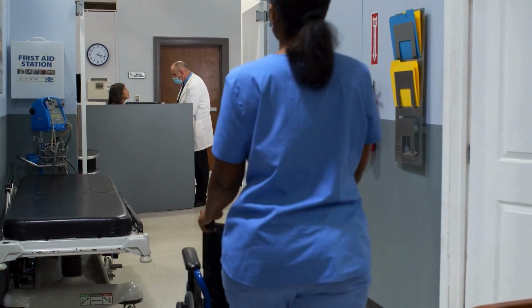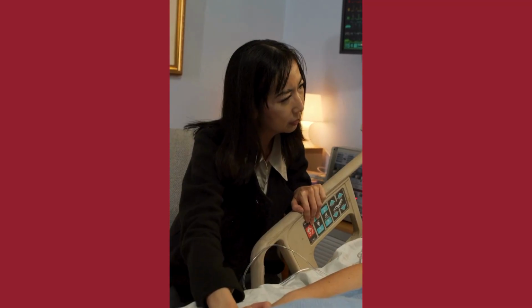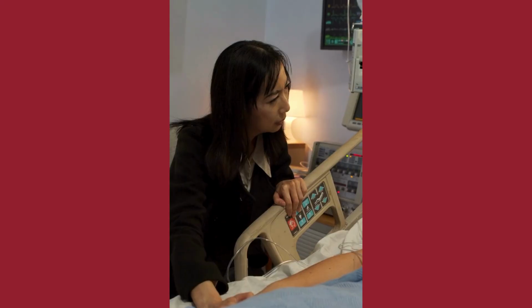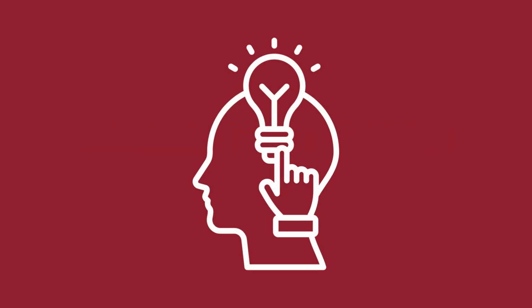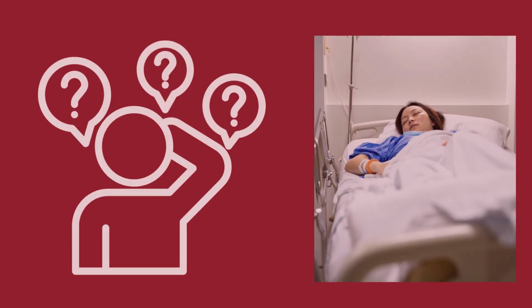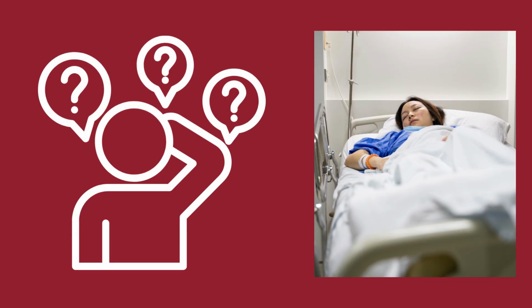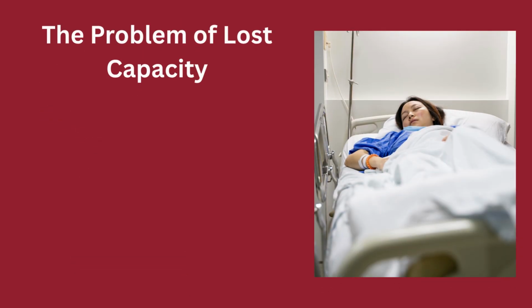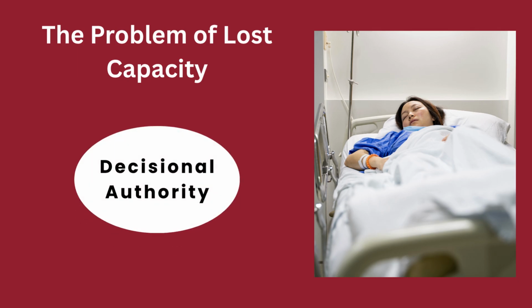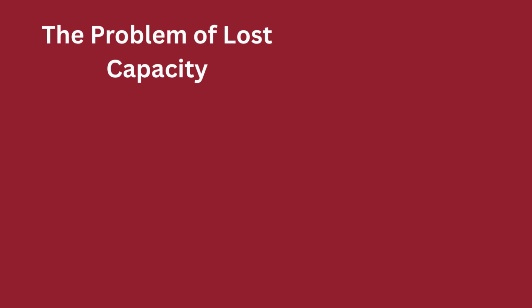In healthcare, adult patients have the authority and thus are allowed to make their own medical decisions. This principle, respect for autonomy, is central to modern medicine. But what happens when a once capable adult loses the ability to make reasoned decisions? Who decides then? When a patient can no longer exercise decisional authority, difficult questions arise.